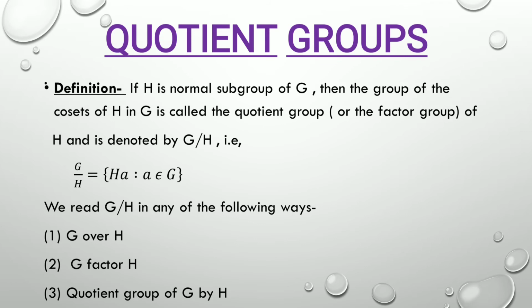We can read G over H in any of the following ways: G over H, G factor H, and also the quotient group of G by H. The only thing to be clear is that the order of the quotient group G over H is equal to the index of H in G. This is the basic concept of a quotient group. Now let us move to the next slide and prove some theorems.